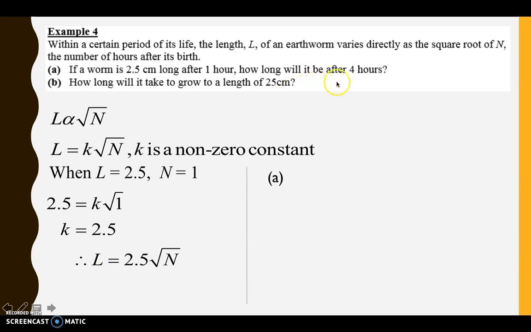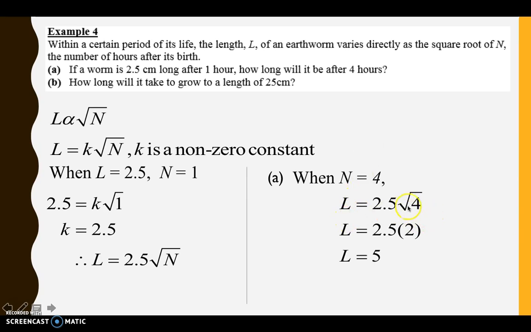So when n equals 4, let's see what happens. Substitute that in. So I have L equals 2.5 times the square root of 4, which will give me L equals 5. So therefore, it will be 5 centimeters after 4 hours.